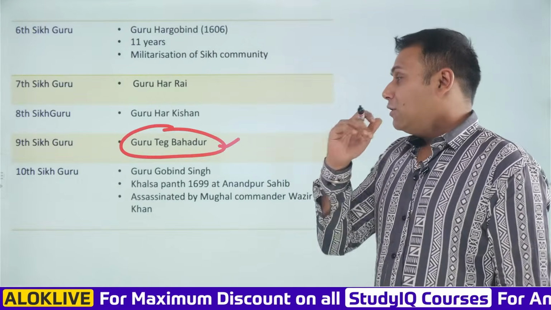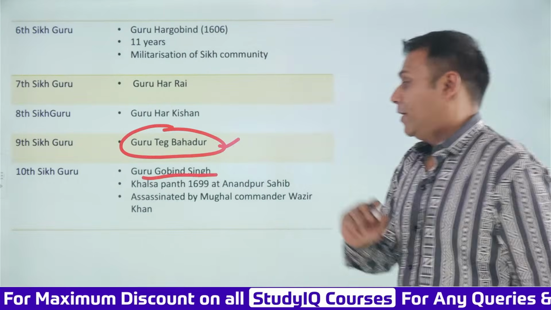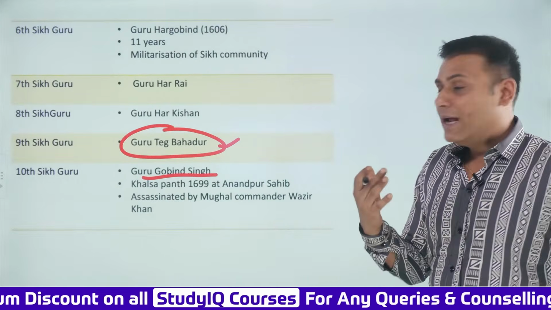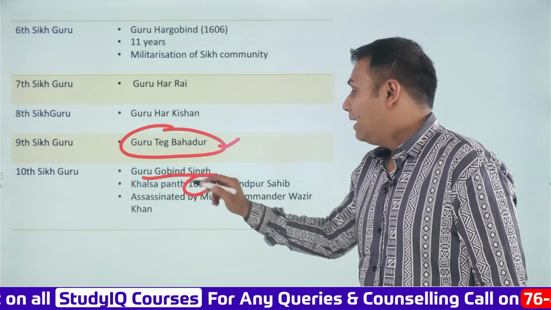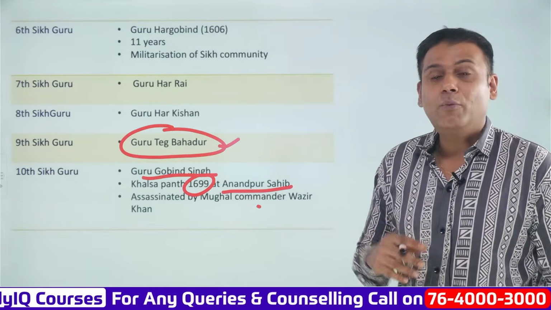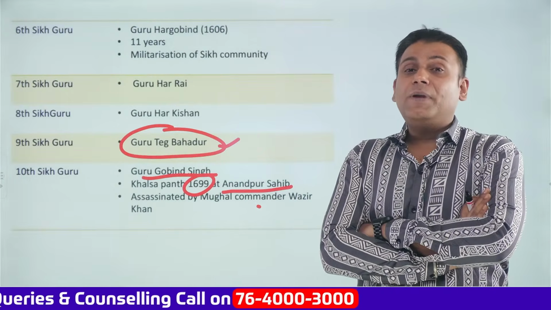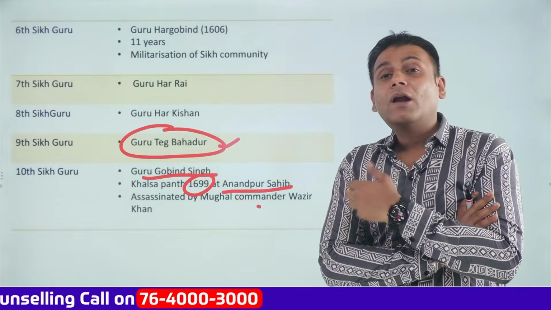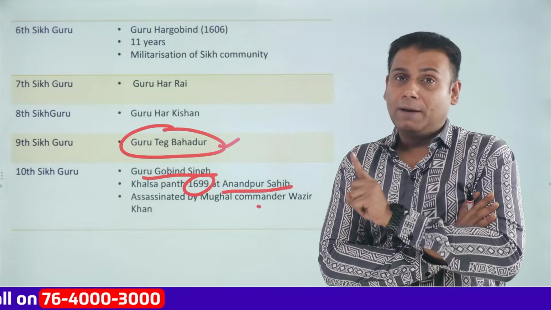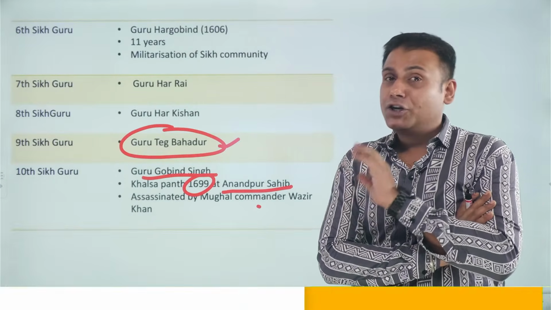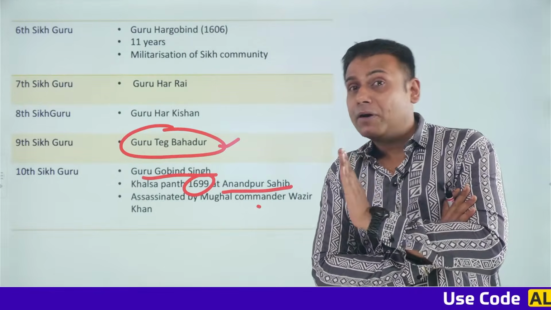Now, the 10th Sikh Guru was Guru Gobind Singh ji. And Guru Gobind Singh ji had started Khalsa Panth in 1699 at a place called Anandpur Sahib, which is located in Punjab. Okay. And precisely speaking, he was assassinated by a Mughal commander whose name was Wazir Khan. So please pay attention to the entire story. The story begins from here itself.